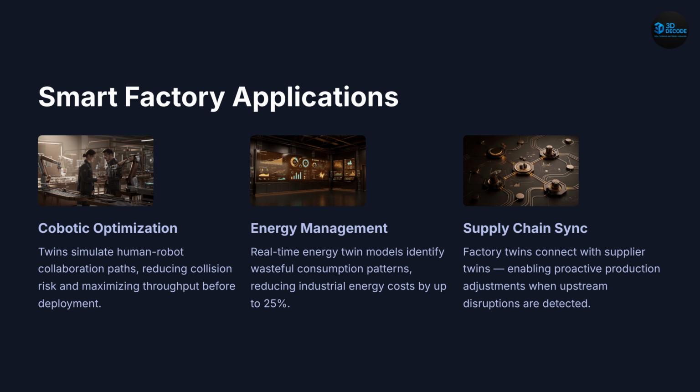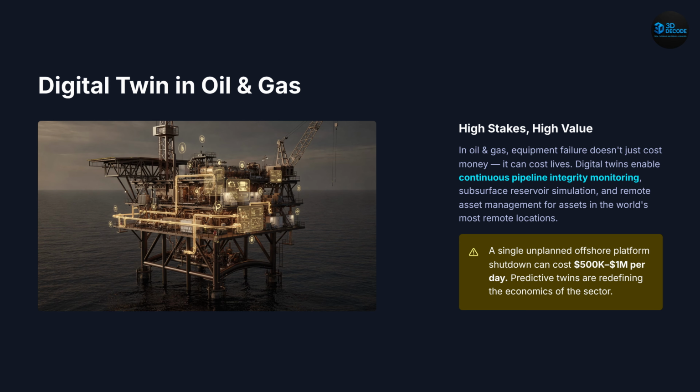Slide 19. Smart factory applications. Digital twins optimize robotic systems, energy consumption, quality control, and supply chain synchronization inside smart factories. Slide 20. Digital twins in oil and gas. In oil and gas, digital twins monitor pipelines, offshore platforms, and refinery systems continuously. Predictive maintenance prevents failures that could cost millions of dollars per day.